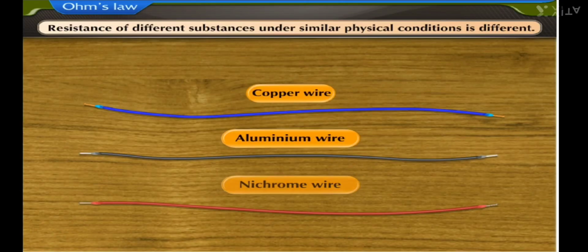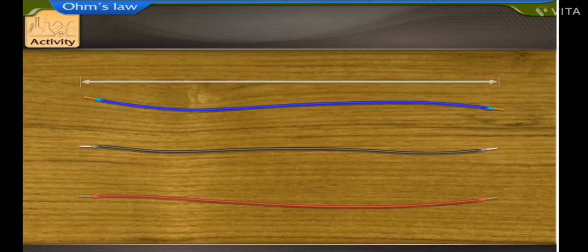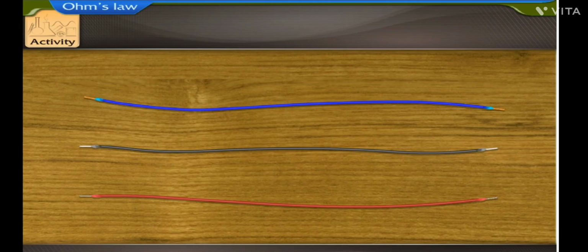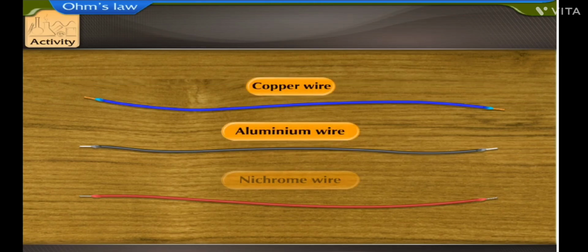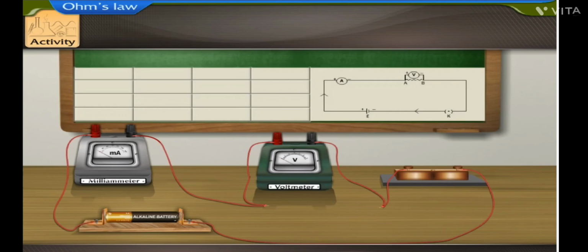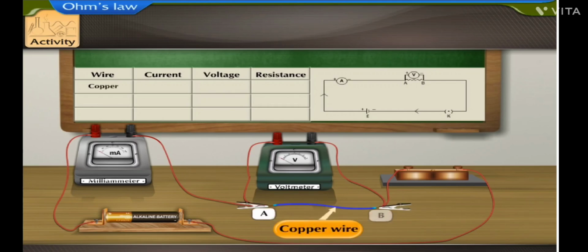Resistance of different substances under similar physical conditions is different. Let us perform an activity to observe it experimentally. Activity. Take wires of equal lengths and thickness made of different materials like copper, aluminium, and nichrome. Construct an electric circuit to measure current flowing through a wire and potential difference across it. Connect the copper wire in the gap AB using clips. Close the plug key and record the potential difference in the voltmeter and the current in the ammeter.